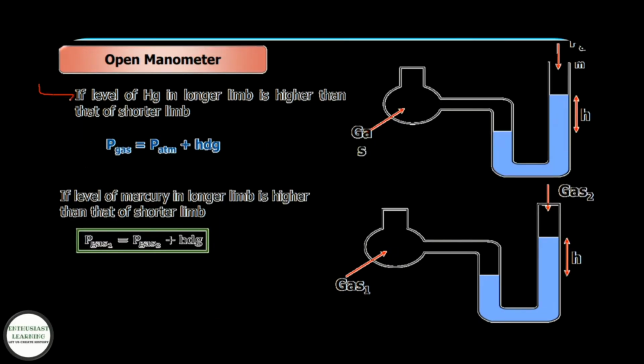Now, if the level of Hg in the longer limb is higher than that of the shorter limb, the pressure of the gas is equal to atmospheric pressure plus h rho g. If the level of mercury in the longer limb is higher than that of the shorter limb, then the pressure of gas 1 is equal to the pressure of gas 2 plus h rho g.